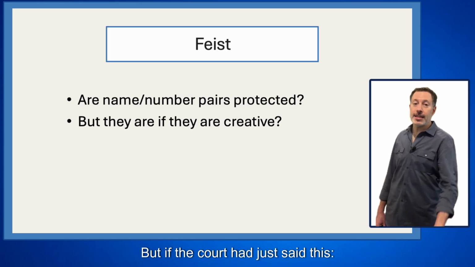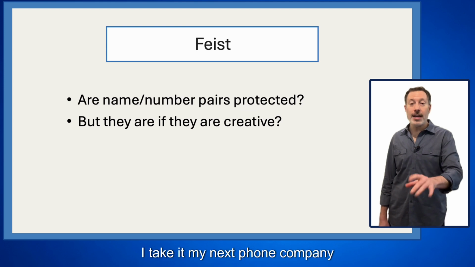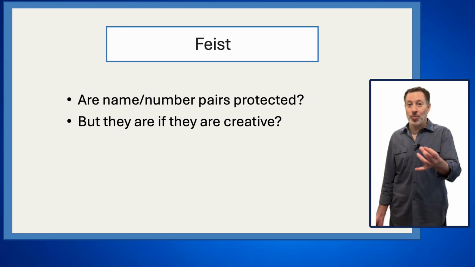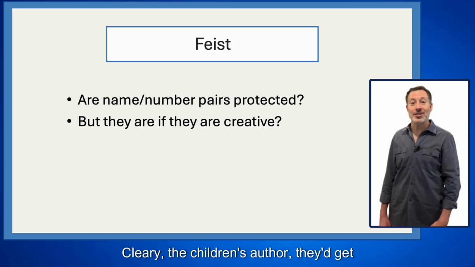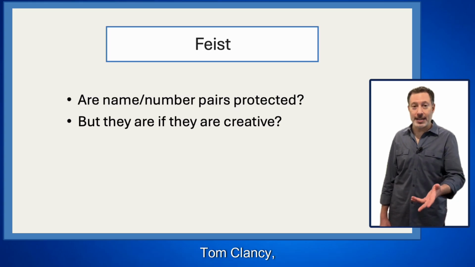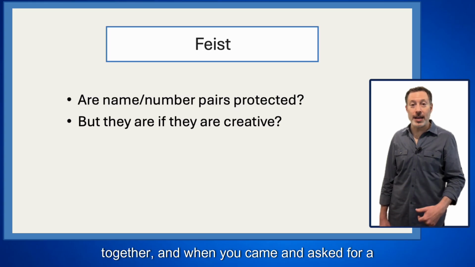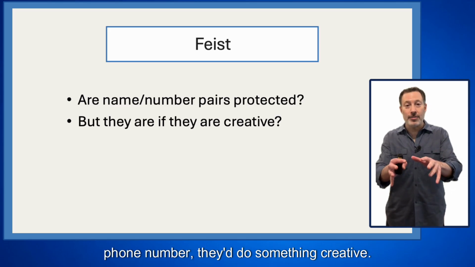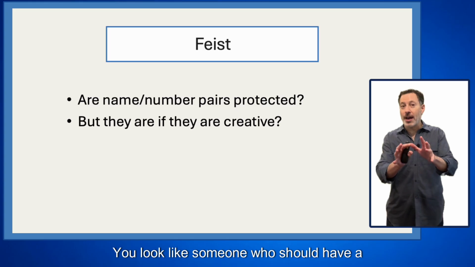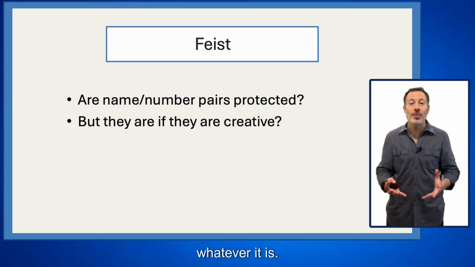But if the court had just said this, we want creativity, I take it my next phone company would be creative. They'd get a rapper, they'd get Beverly Cleary, the children's author, they'd get Tom Clancy, they'd get a bunch of creative people together, and when you came and asked for a phone number, they'd do something creative. You look like someone who should have a couple sevens in your number, whatever it is.